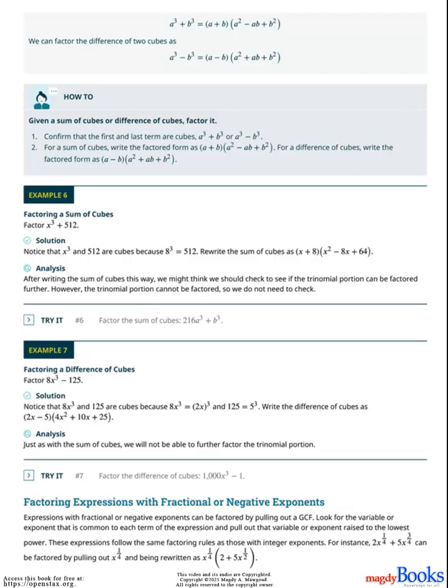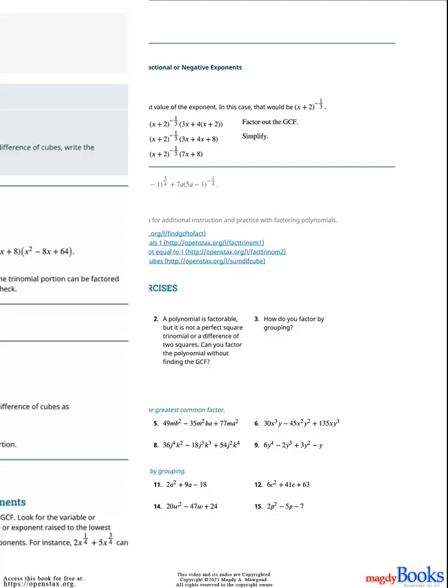For instance, 2x to the power of 1/4 plus 5x to the power of 3/4 can be factored by pulling out x to the power of 1/4 and being rewritten as x to the power of 1/4 times (2 plus 5x to the power of 1/2).